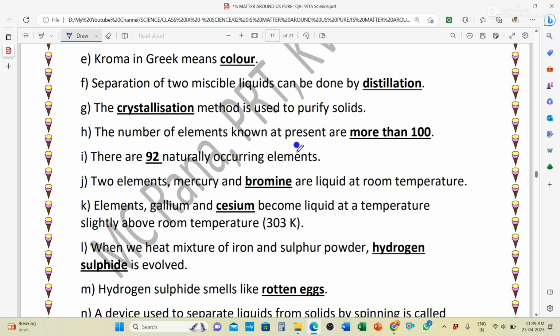The number of elements known at present is more than 100. There are dash naturally occurring elements, 92 naturally occurring elements.